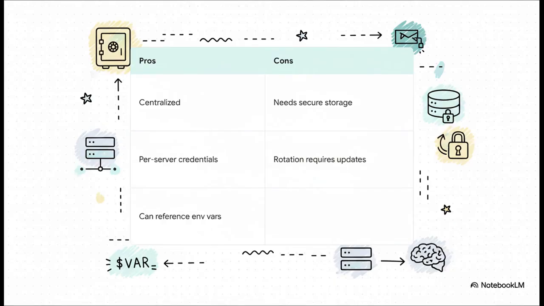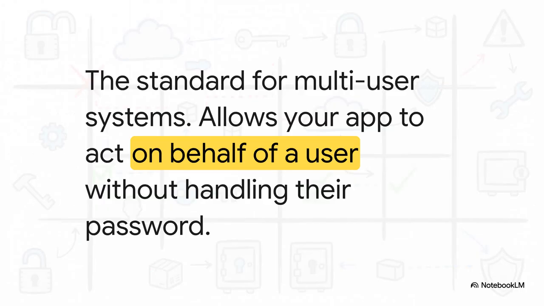So this is definitely a step up in terms of control. You can start assigning different credentials for different servers, which is a huge improvement. You can even still pull in environment variables from your config file, which is handy. The catch? Well, that config file is now basically a treasure chest of secrets. You have to store it super securely, and anytime you need to rotate a key, you've got to update and redeploy that file.